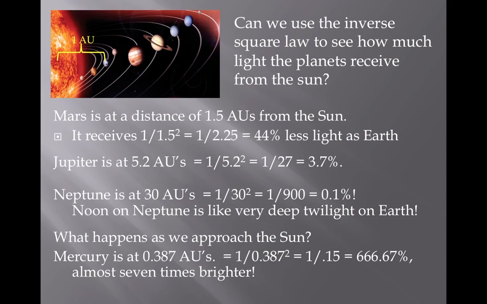One other thing is we can use the inverse square law to see how much light planets receive from the sun. This is quite a bit of astronomy. So Pluto receives very little sunlight, and so does Neptune. The Earth receives the perfect amount of sunlight. That's one reason why we have life on this planet. All because of the amount of sunlight that hits this planet.